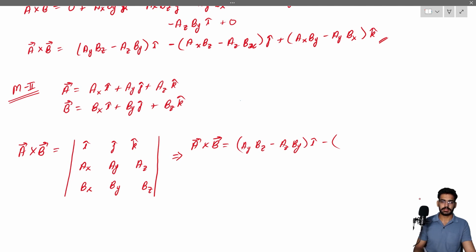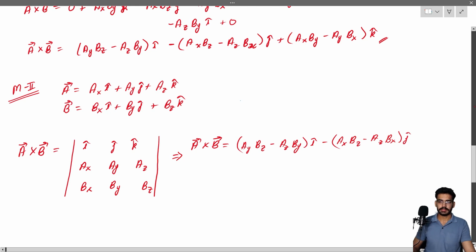So for this minus, what are we going to solve? This and this we don't consider: ax bz minus az bx, this is j cap. Then we have the next plus, for k cap: this and this cancel out, then ax by minus ay bx, k cap.